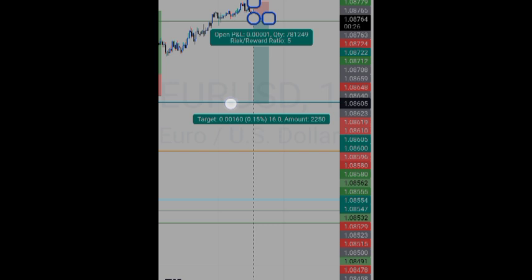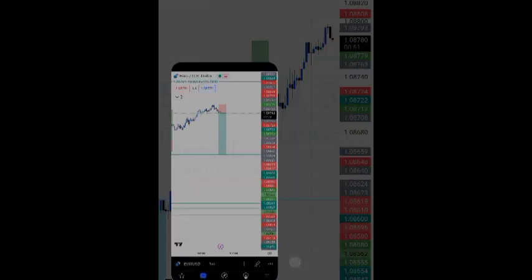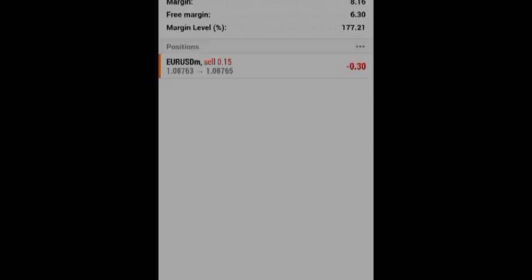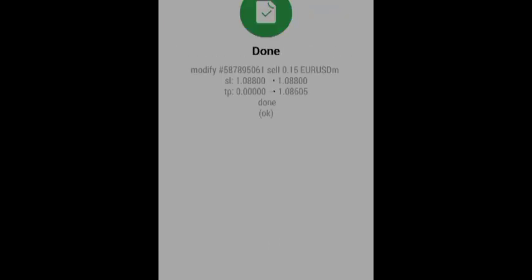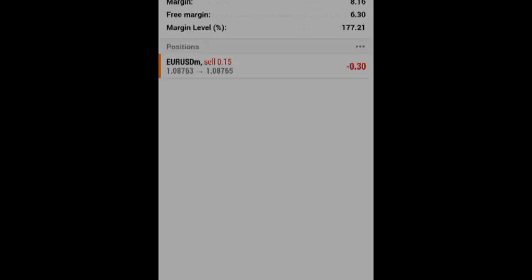which is 1.08605. So it's still applying the same principle. I don't know why these people don't want to show me the sell option here. I'm tired of MT5.